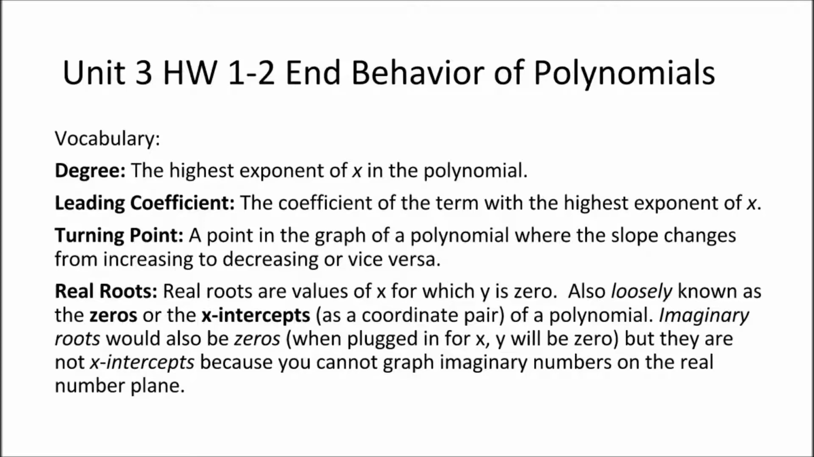And then the real roots. The real roots are values of x for which y is 0. So the real roots are numbers that you can plug in for x that make the whole thing equal 0. The real roots are the roots that have to be real numbers. There's also imaginary roots, which we'll talk about later. Zeros and x-intercepts are the same thing as roots. So if I say the zeros of a function or the x-intercepts of a function, those are the real roots. You plug something in, you get out a 0. That's what an x-intercept is. It's where y equals 0.